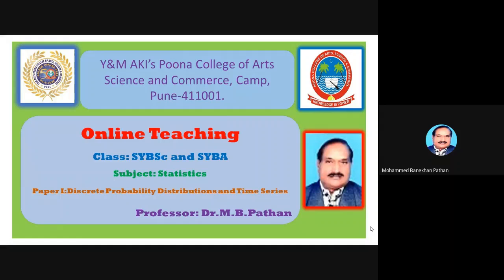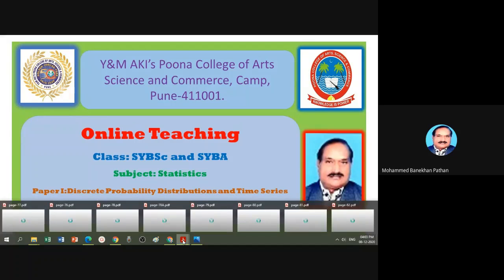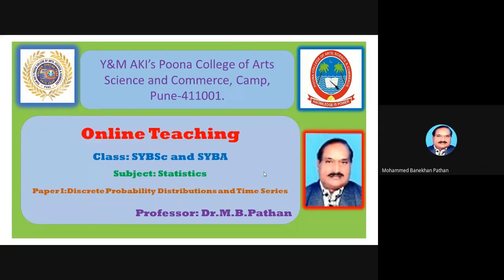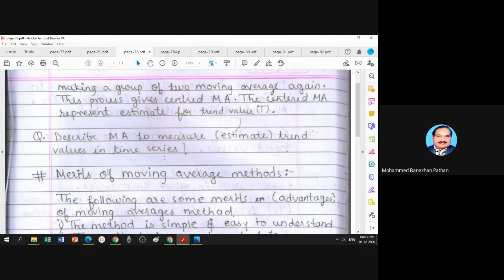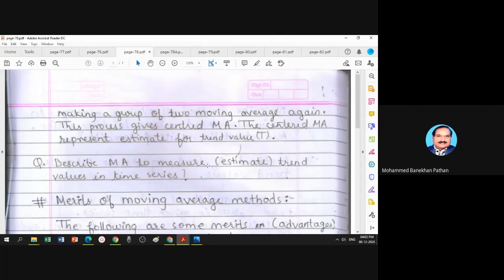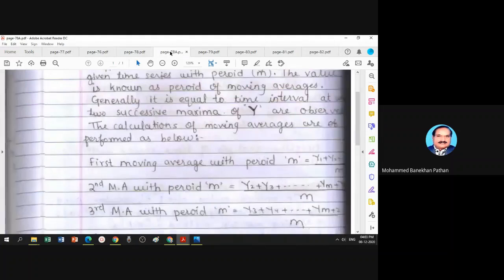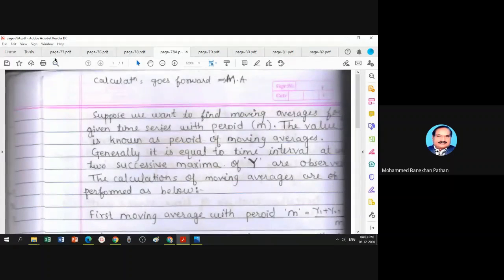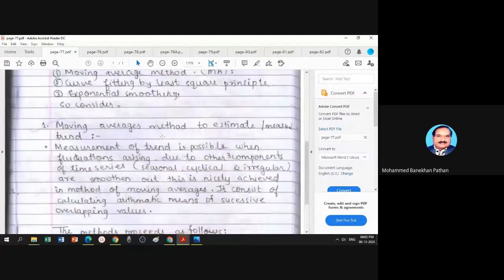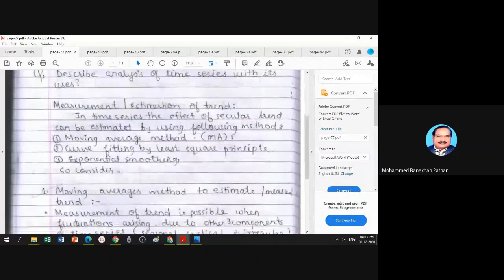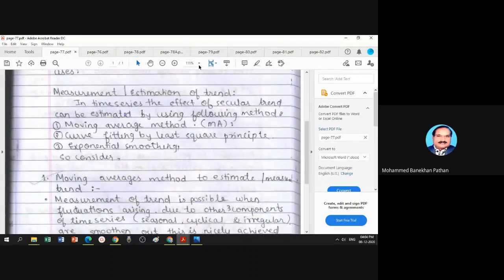Now in today's lecture, we'll try to see the topic which comes under various methods of estimation of first component, that is known as long-term effect, that is known as secular trend. So today's topic is measurement, or you can call estimation of trend factor in a variable y.